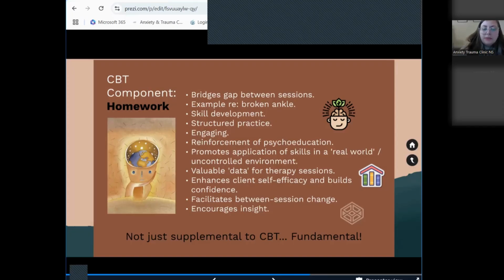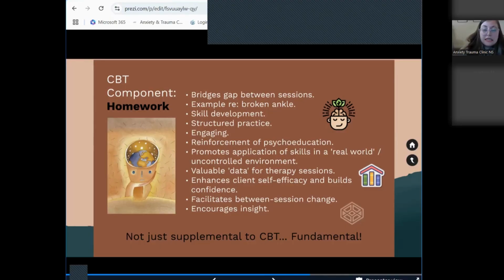Homework also enhances your ability to showcase self-efficacy and to build confidence. Completing homework builds that confidence in a person's ability to handle challenges. And that increase of self-efficacy is really the core goal of CBT in a nutshell, because it then empowers you to manage your mental health independently as well. In addition to that, homework facilitates change between sessions, because sessions are typically limited to about an hour a week, while the rest of the time is spent outside the therapist's office. So homework, like I said, ensures that the client is able to continue making progress during those days in between.